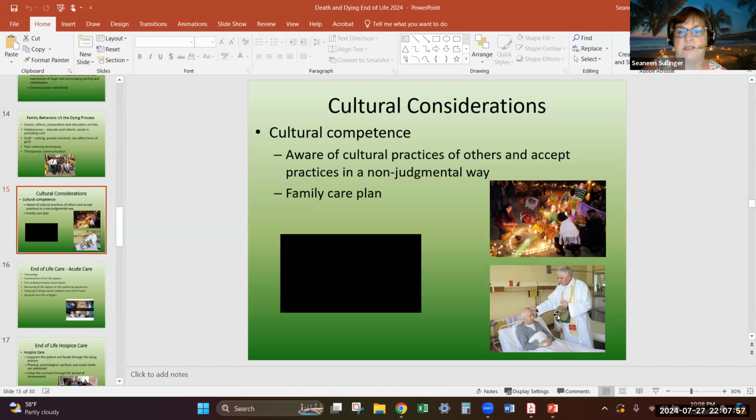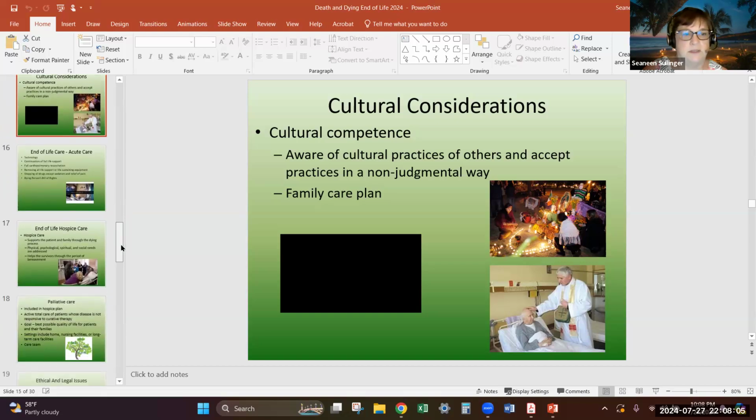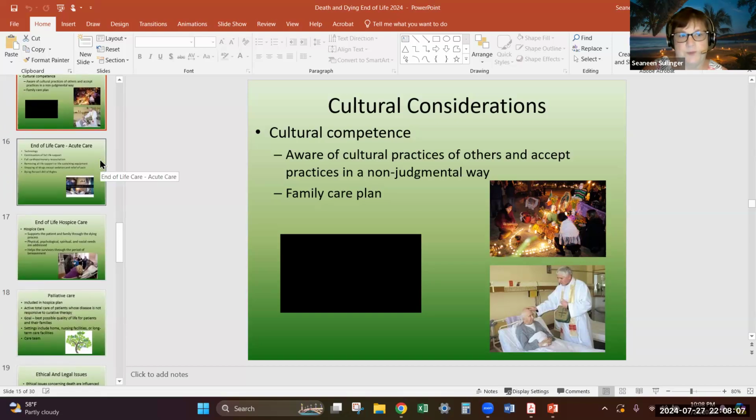This priest is administering the last rites. That's a Catholic sacrament, and so the family may want that done. You could call the parish priest. The parish priest will come to the house if the person is at the house. They'll go to the hospital. They're usually pretty good about that.